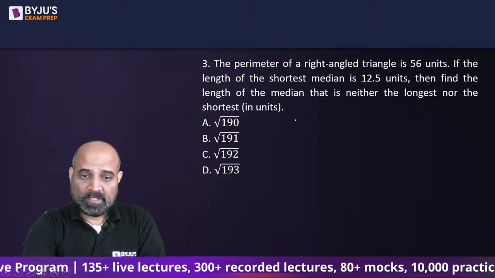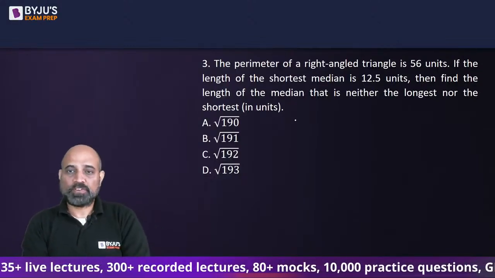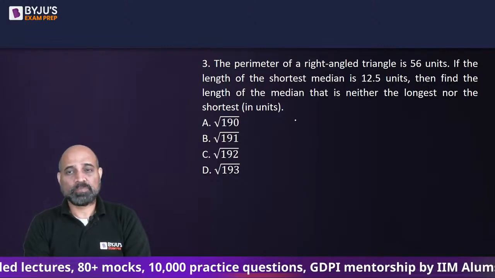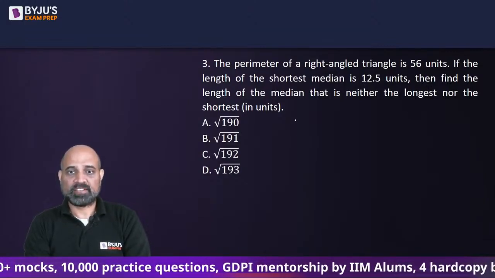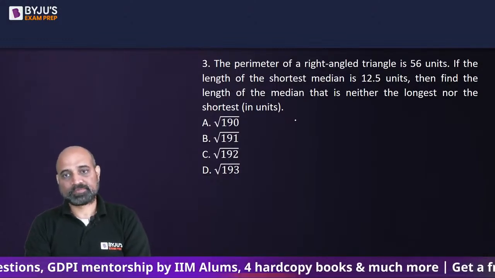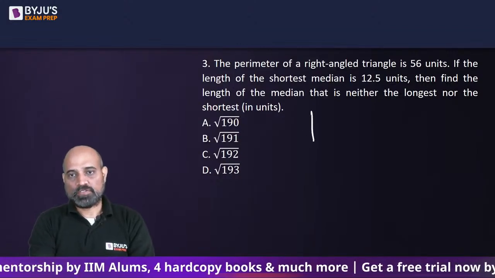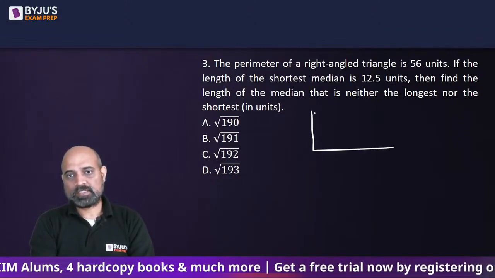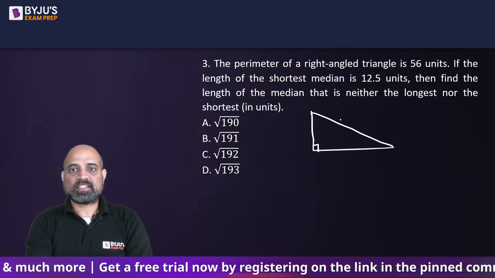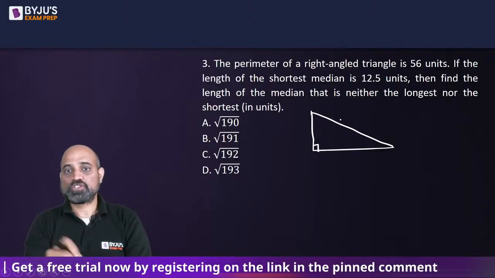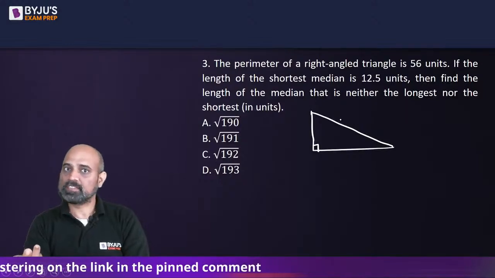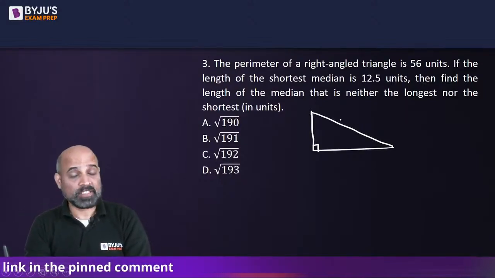Okay. Next one. The perimeter of a right angle triangle is 56 units. If the length of the shortest median is 12.5 units, then find the length of the median that is neither the longest nor the shortest, in units. Okay, so we have a right angle triangle. Since it says neither the longest nor the shortest, and there is a shortest median, that means we have 3 medians of different lengths. That means the sides are of different lengths.